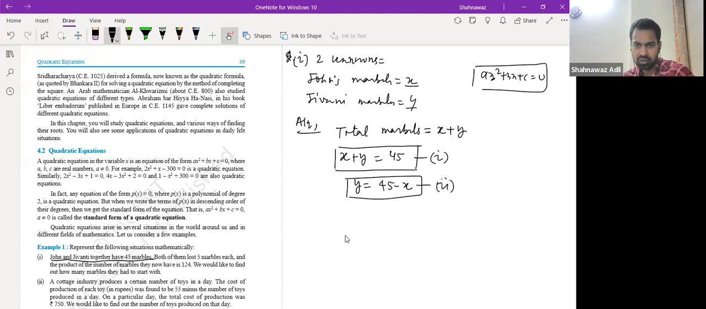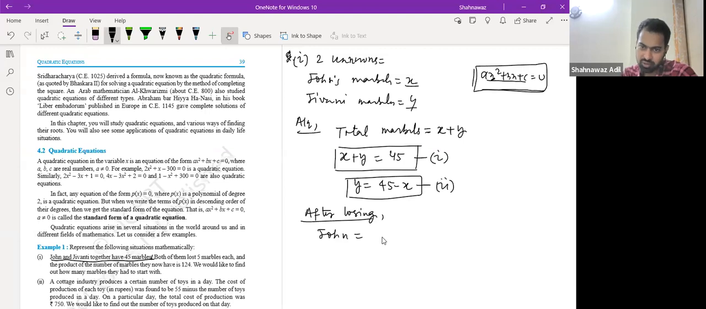Yes, I understand why you put y is equal to 45 minus x. You could have calculated x also. x could have been 45 minus y. Any of the variables, because the quadratic equation is only in one variable, so you can't have two variables together. Okay. And now this statement is used: both of them lost 5 marbles. So after losing, how many would John have?